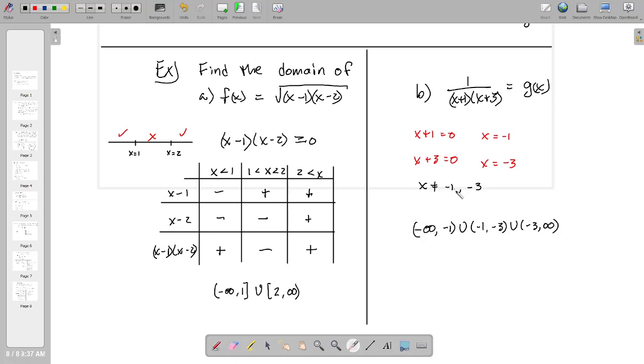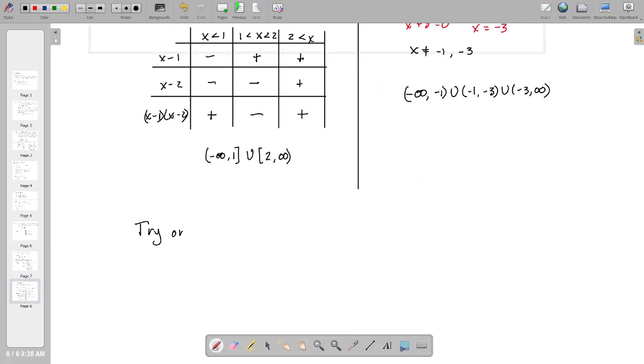Now all I'm doing is excluding negative 1 and negative 3. Notice that we have a parenthesis, meaning that we go up to, but we do not include negative 1. And then we have all the values between negative 1 and negative 3, also up to and not including negative 1 and negative 3 respectively. And then again, we have all the values down to negative 3, but we do not include negative 3. So this interval is every single number except negative 1 and negative 3.